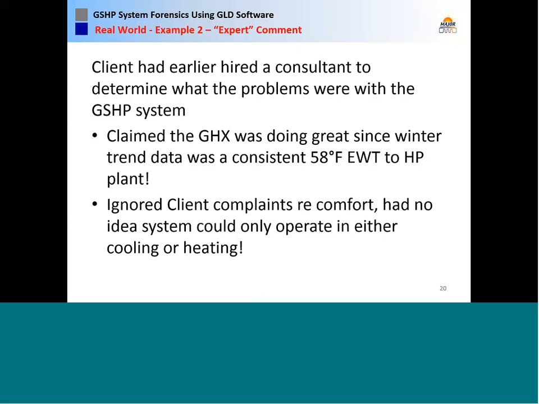So there were also a lot of complaints on comfort that everyone was ignoring, and the original consultant that was hired couldn't even figure out that the system was cooling or heating only. So they had a lot of issues with their first consultant.